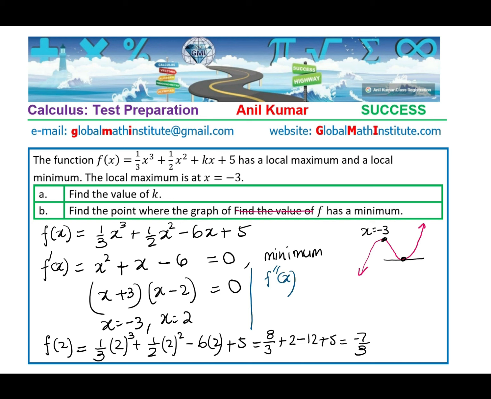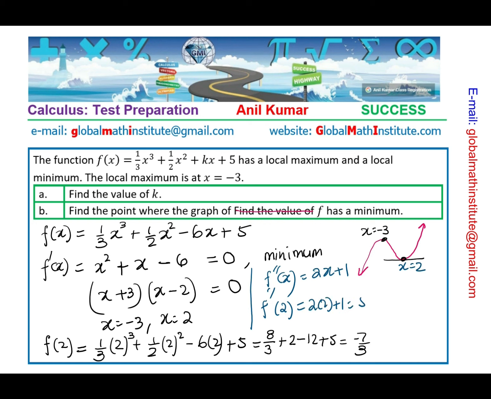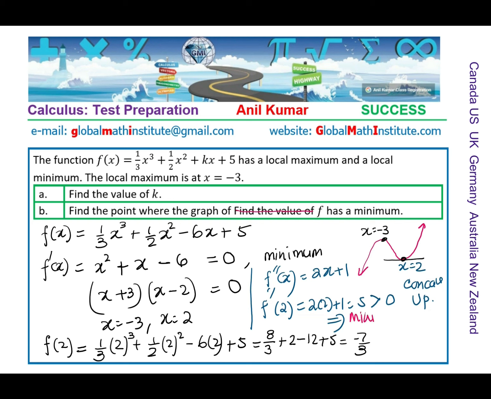So the second derivative will be 2x plus 1. And at this point, which we figured out as x equals 2, if I find the value at 2, we get 2 times 2 plus 1, which is 5. And since it is greater than 0, it is concave up. That means it is a minimum, right? So as you can also see here, concave up means minimum, and that is how you're going to verify.